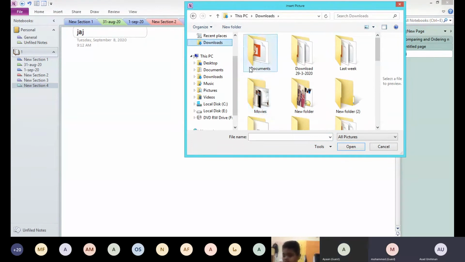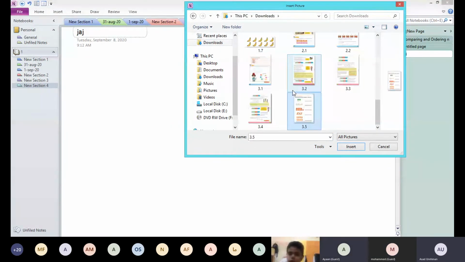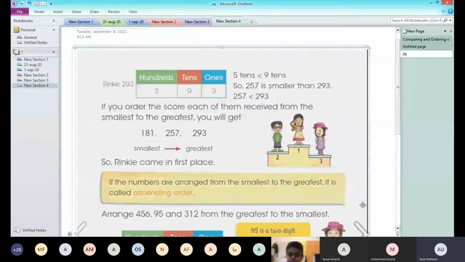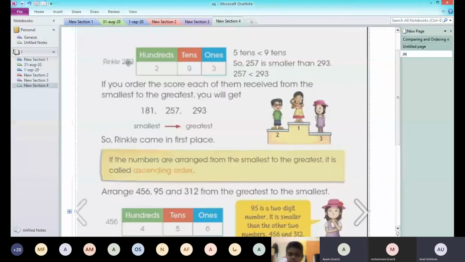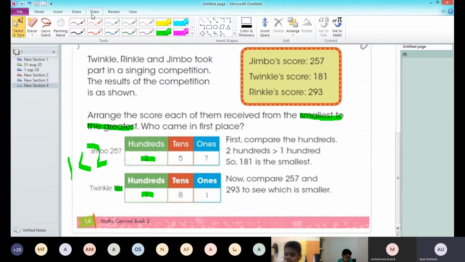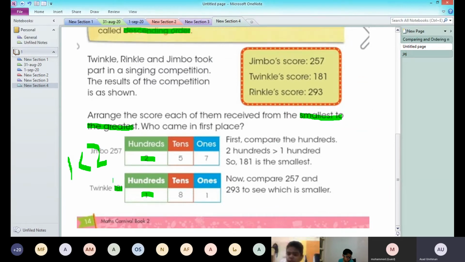293. So this is also having two hundreds, right? But we see that one of them was having 100. That means that was smaller. This is page number 15 actually. Here you can see Wrinkle is having also 200. But Jimbo 200 and Twinkle 1. So that means Twinkle is having the least, 100, among all of them. This is the smallest one.